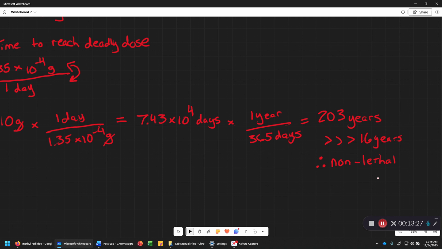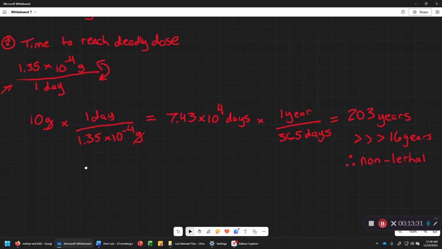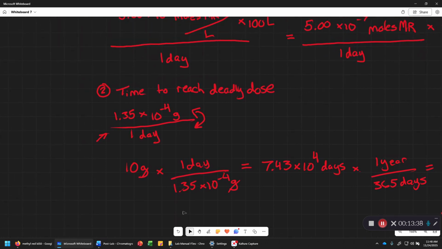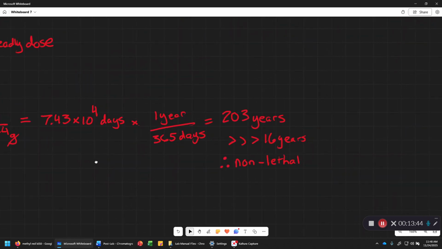So that is how you do the calculations. Remember, I was using some sample numbers as I went through, so you want to use your own values when you do these calculations. In addition, you have to go through the set of calculations for the methyl red and the malachite green separately. So you have to figure out whether or not the concentration of both dyes is lethal. That's it.